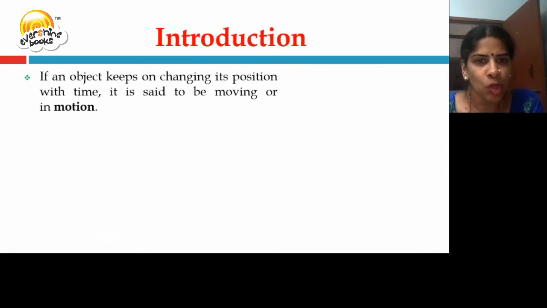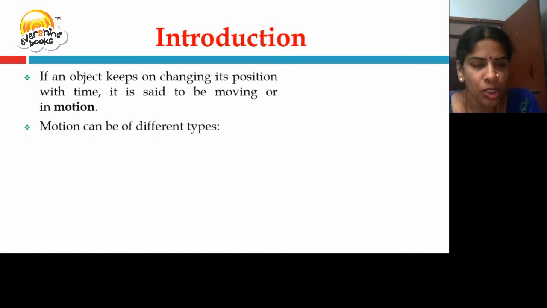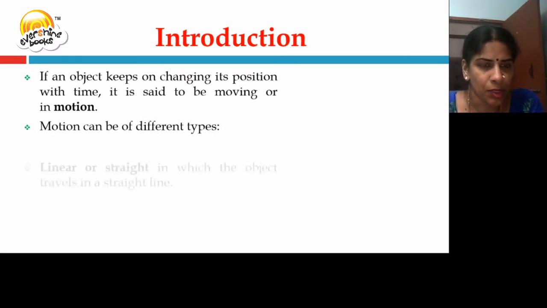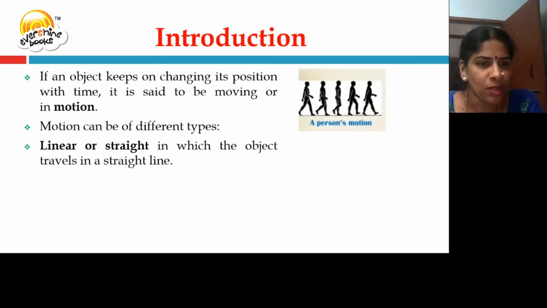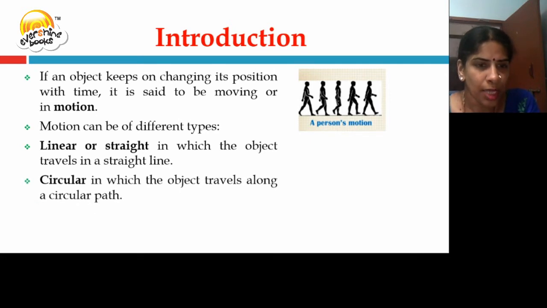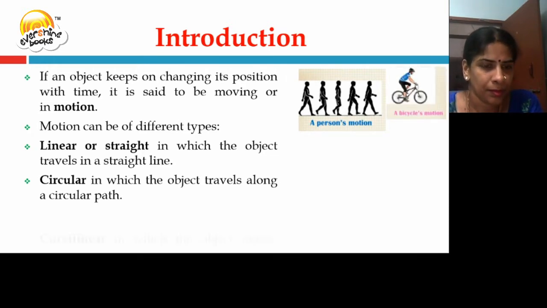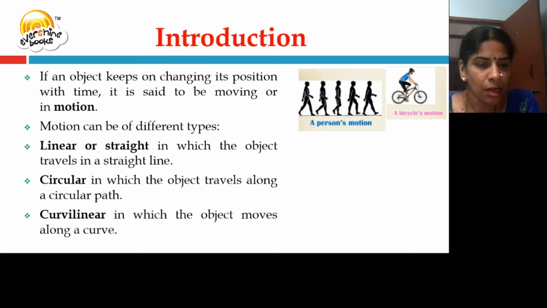If an object keeps on changing its position with time, it is said to be moving or in motion. Motion can be of different types. Linear or straight, in which the object travels in a straight line. Motion can be circular, in which the object travels along a circular path. Motion can be curvilinear, in which the object moves along a curve.